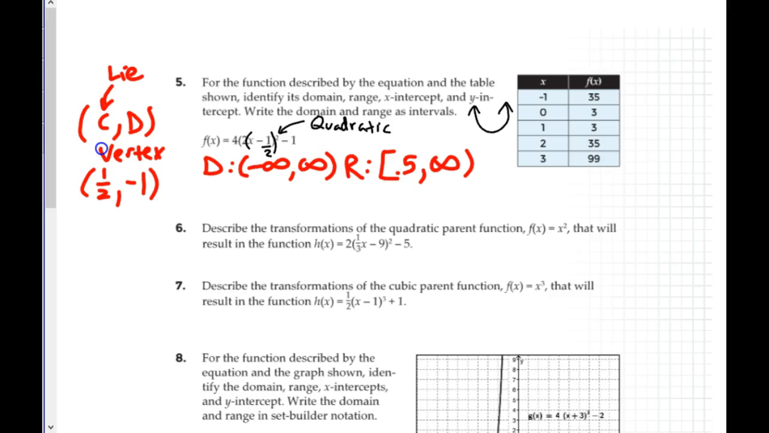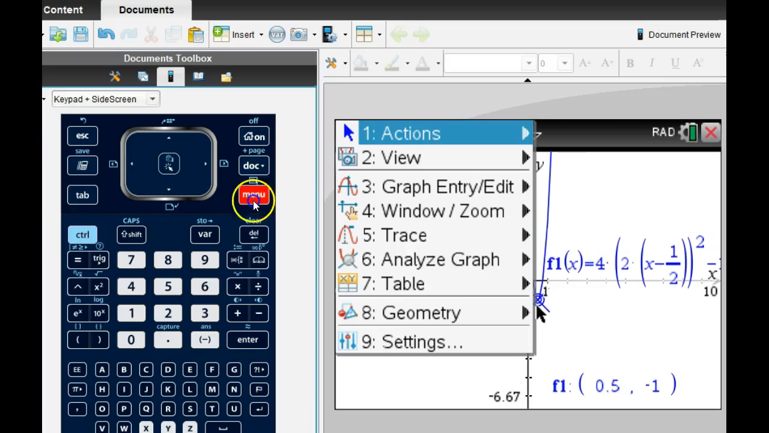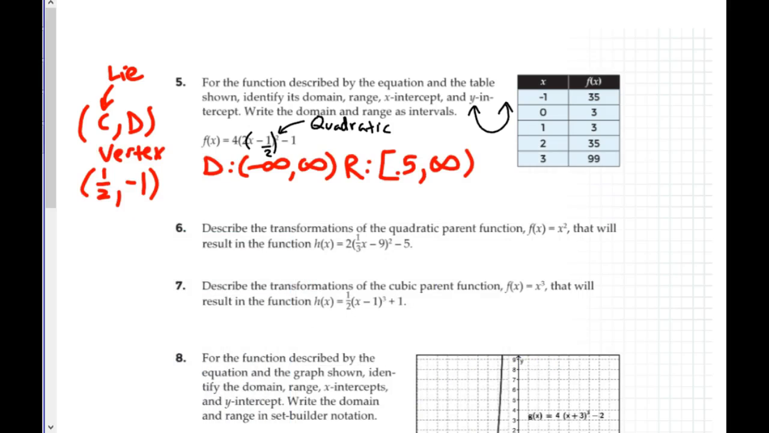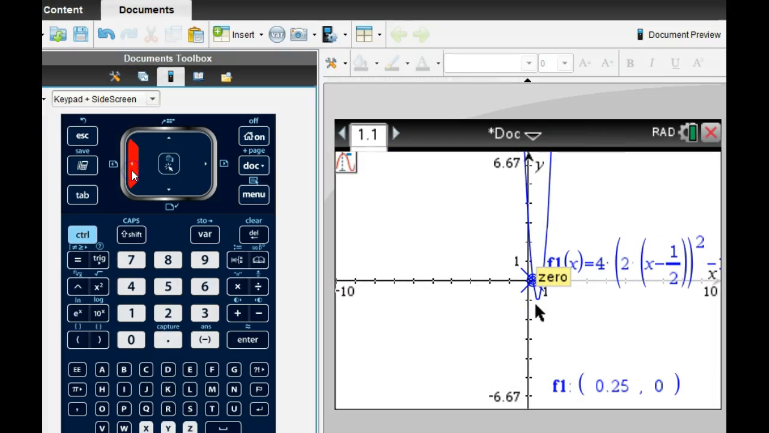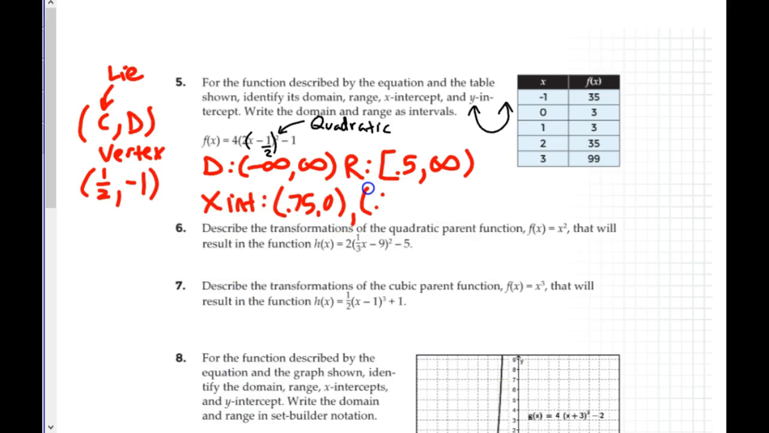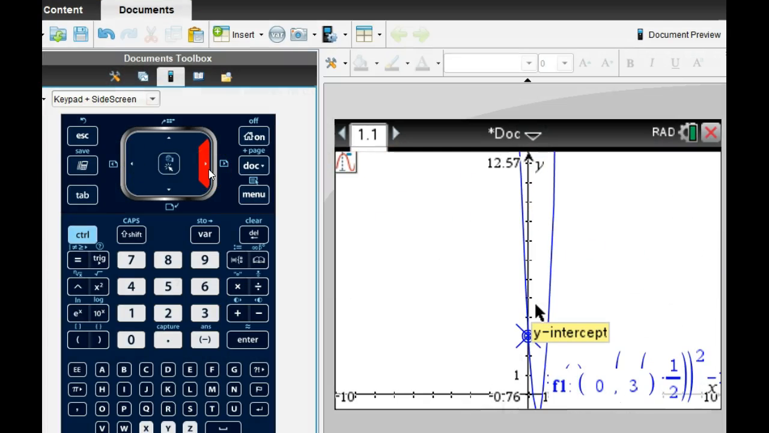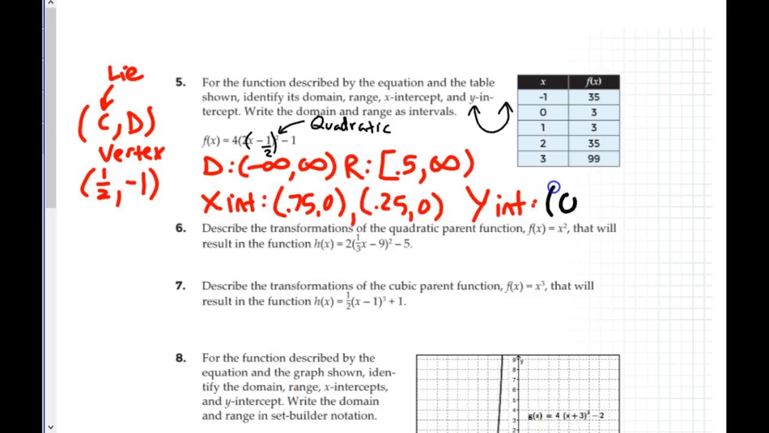Now they're asking us for the x-intercept and the y-intercept. Let's see what we got here. We're going to press menu 5-1. X-intercept where it says (0.75, 0). What else? Let's go to the left. (0.25, 0). And then our y-intercept, (0, 3).